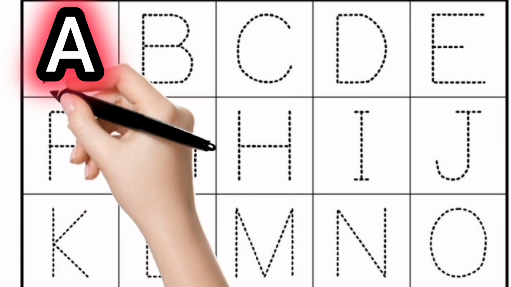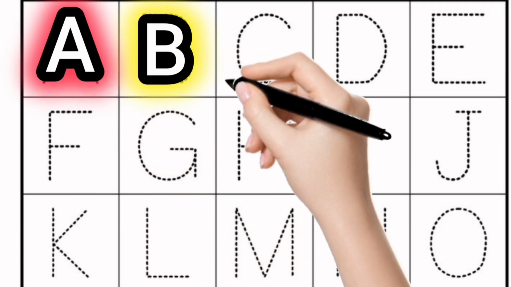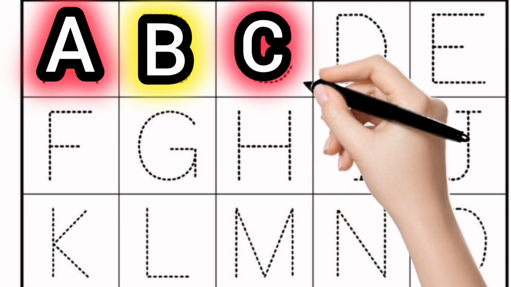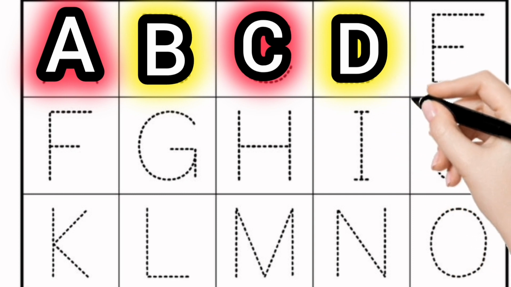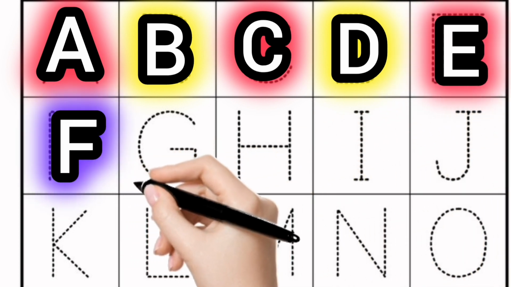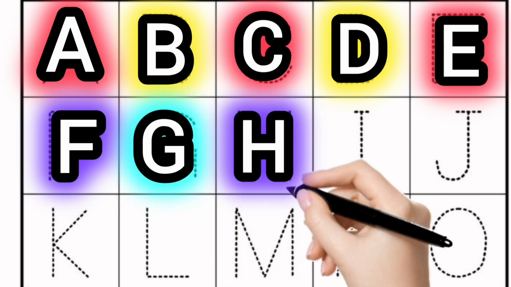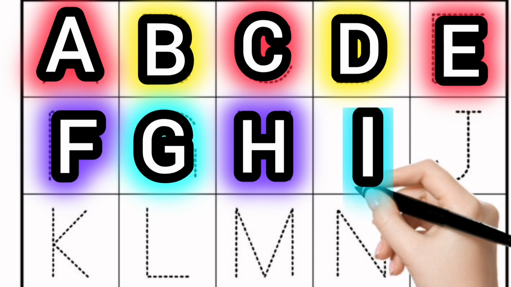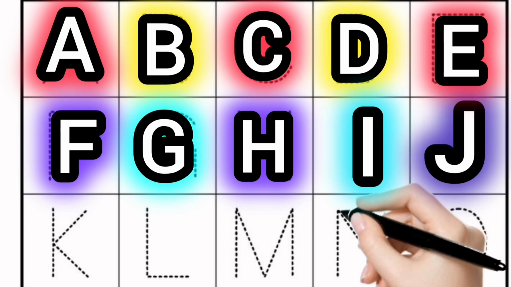আবার অ্যালফাবেট চিনব। A is red color. B is yellow color. C is red color. D is yellow color. E is red color. F is blue color. G is firozi color. H is blue color. I is firozi color.